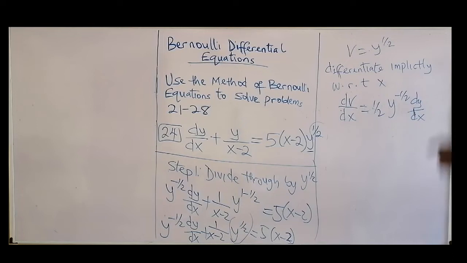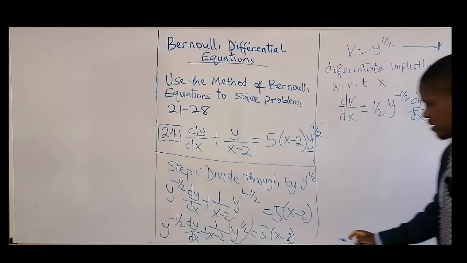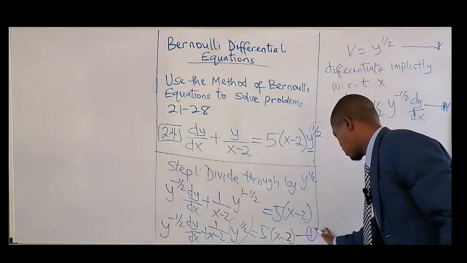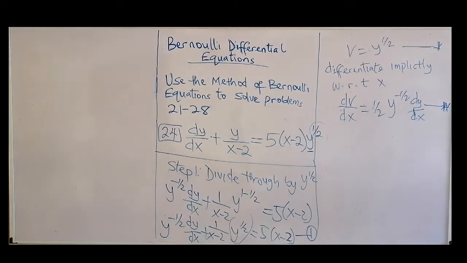I will put a link also in the description for how to differentiate. There's a video for how to differentiate implicitly. So this will be this. Can we call this one equation star 2, this one star 1, and this one here, call it equation 1.